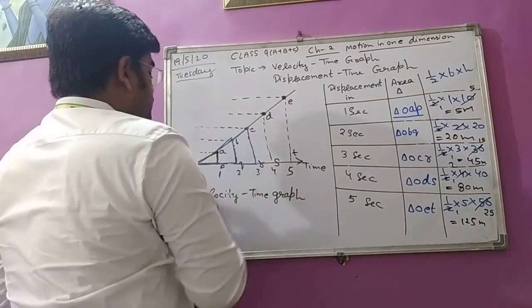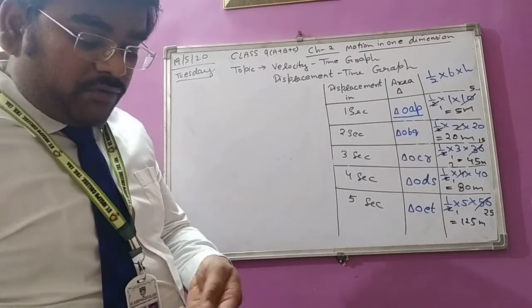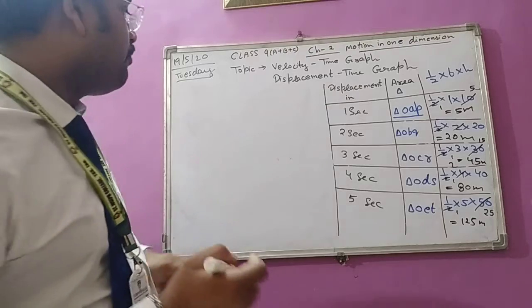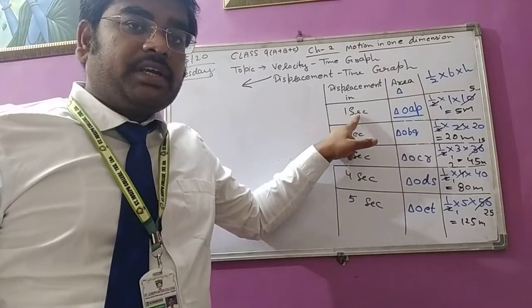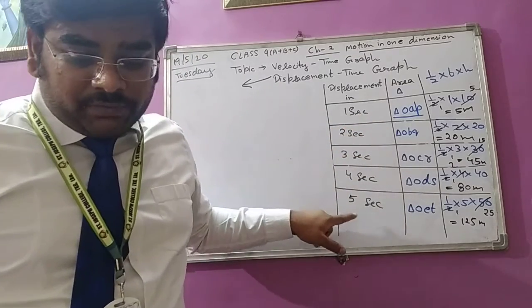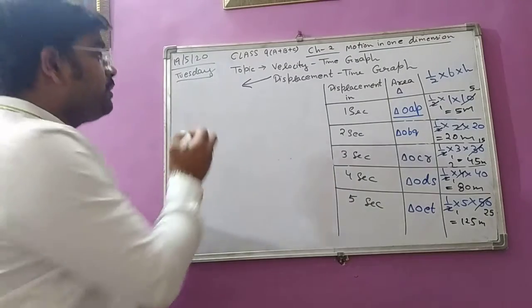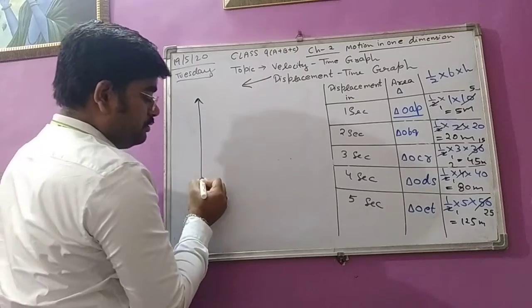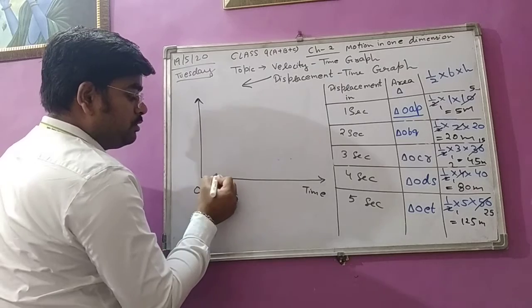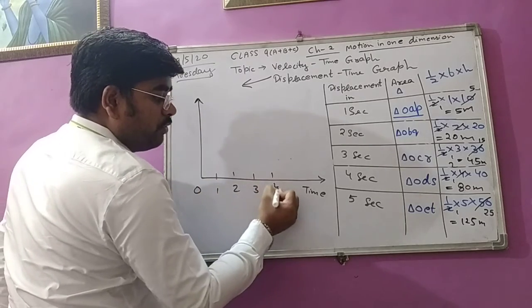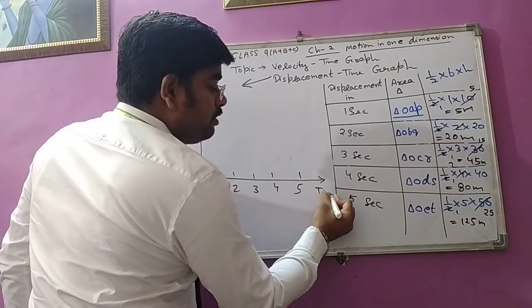Now by using this displacement, we are going to plot the displacement time graph for you. Displacement in 1 second, second, third, fourth, and fifth. For first, second, third, fourth, and fifth, we have to plot the displacement time graph. So here we will plot. Here we will take the time period 0, 1, 2, 3, 4 and 5.